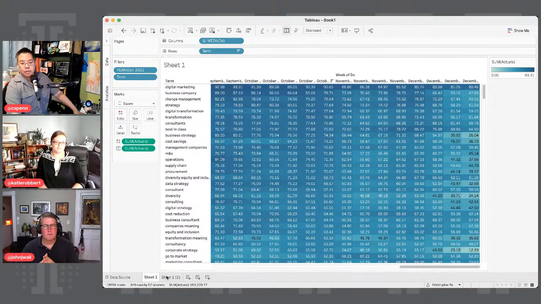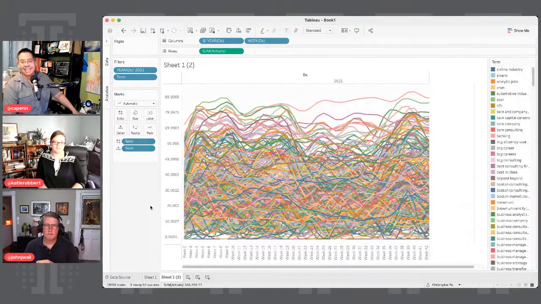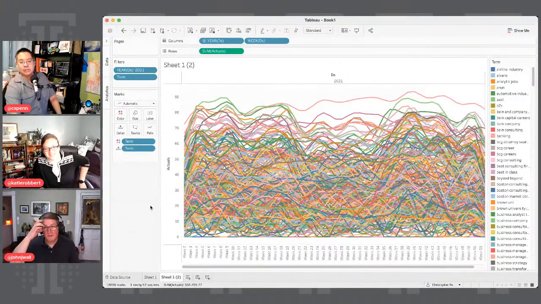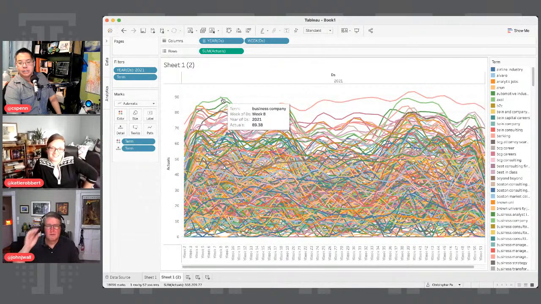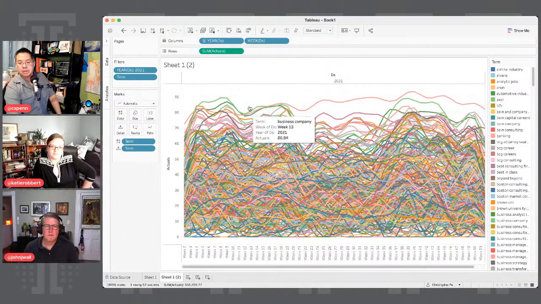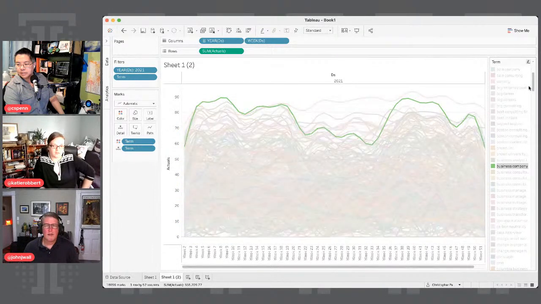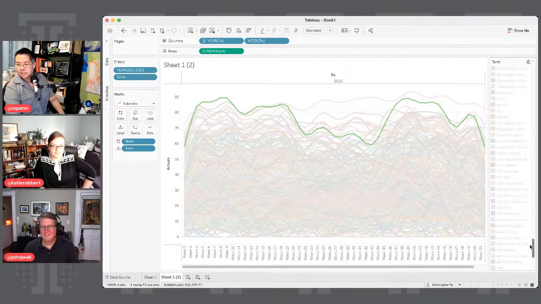Exactly. If you look at the graph of what this looked like, though, you can see, for example, here, strategy and business company, these two terms march together pretty well, right? Which makes sense. So let's do business company.